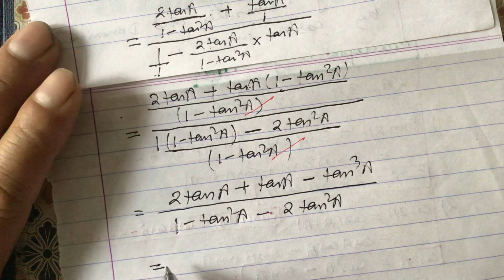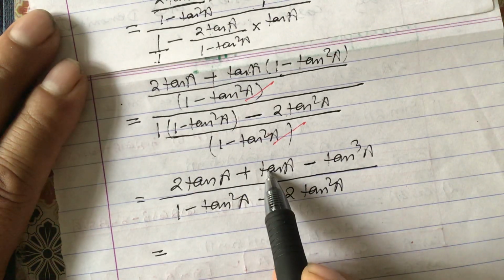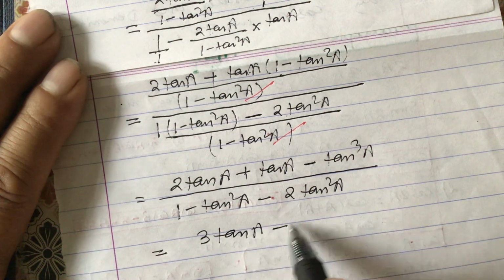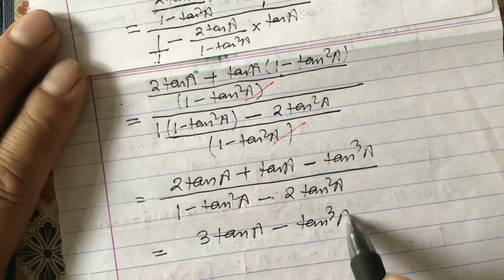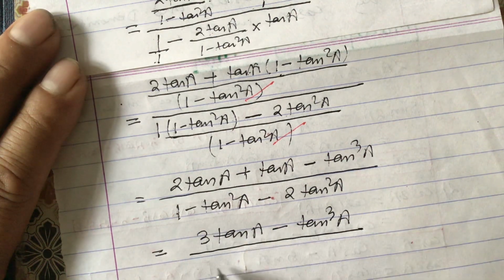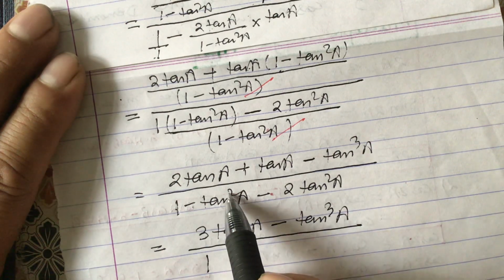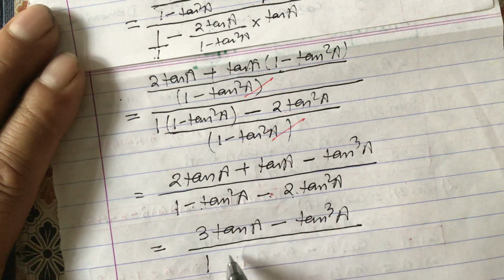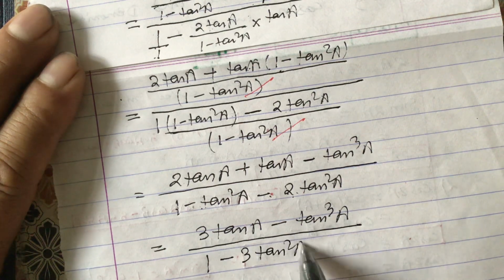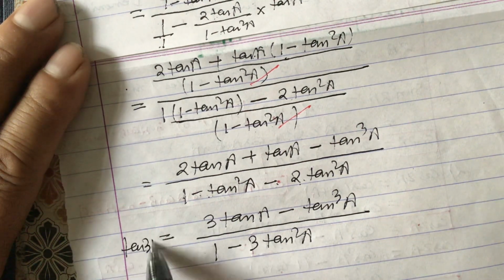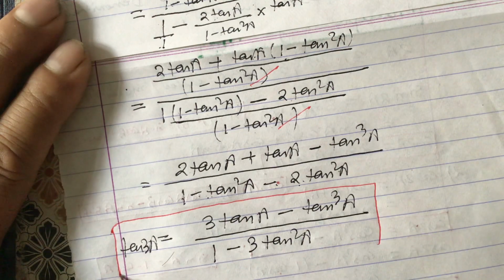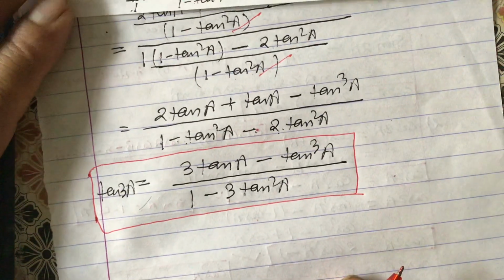So now look at here. 2 tan A and tan A, they are like terms. So 2 plus 1 will be 3 tan A, minus this tan cube A as it is, divided by 1 as it is. This minus tan square A and minus 2 tan square A. 2 and 1 we can add. Minus and minus if you add, it will be minus. 2 and 1 if you add, it will be 3, and then tan square A. This is the formula for tan 3A. Okay, if you need the formula of tan 3A, always we'll apply the formula of tan 3A in terms of tan only. So this is the formula for tan 3A.